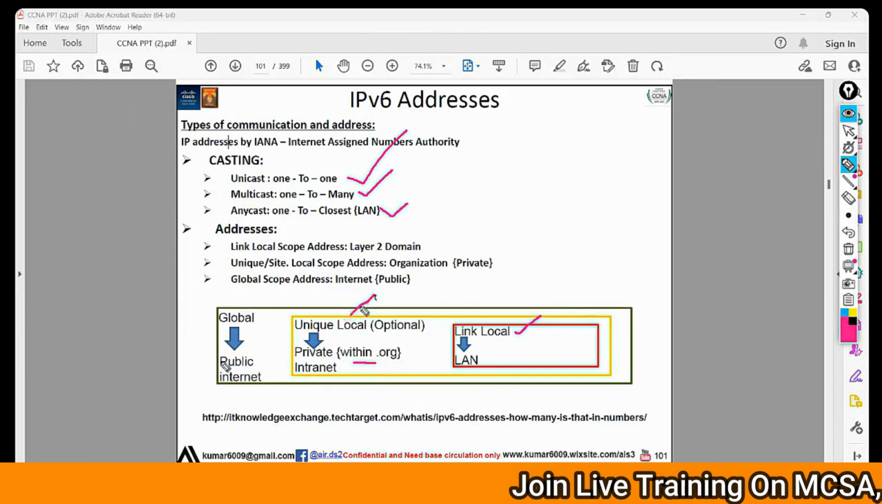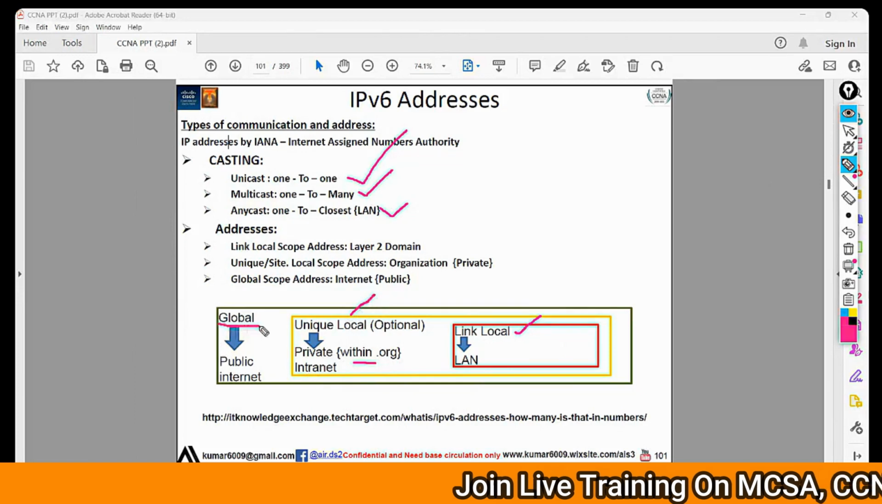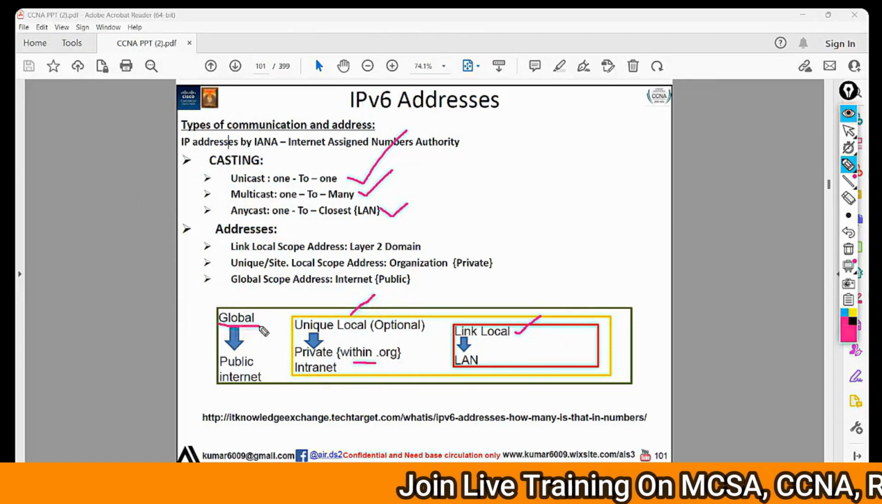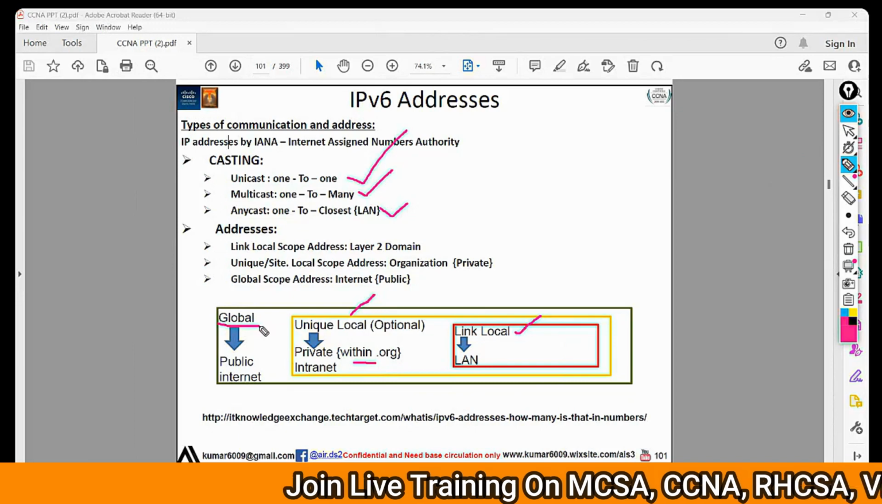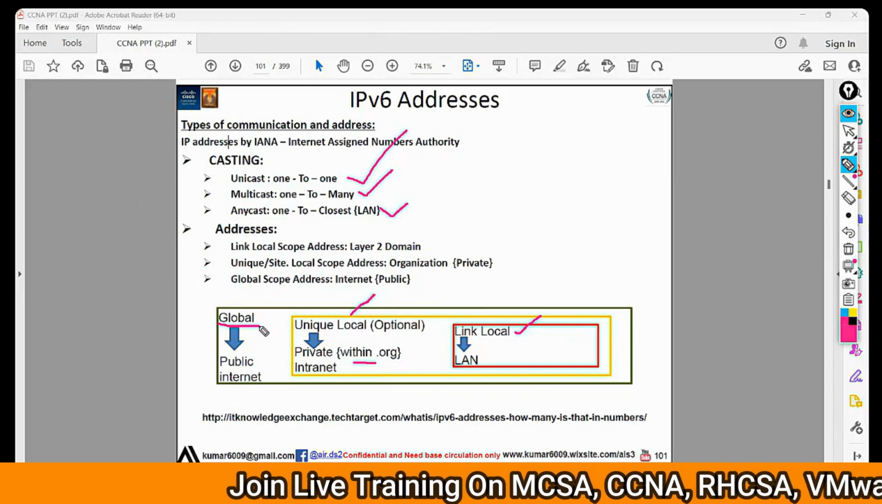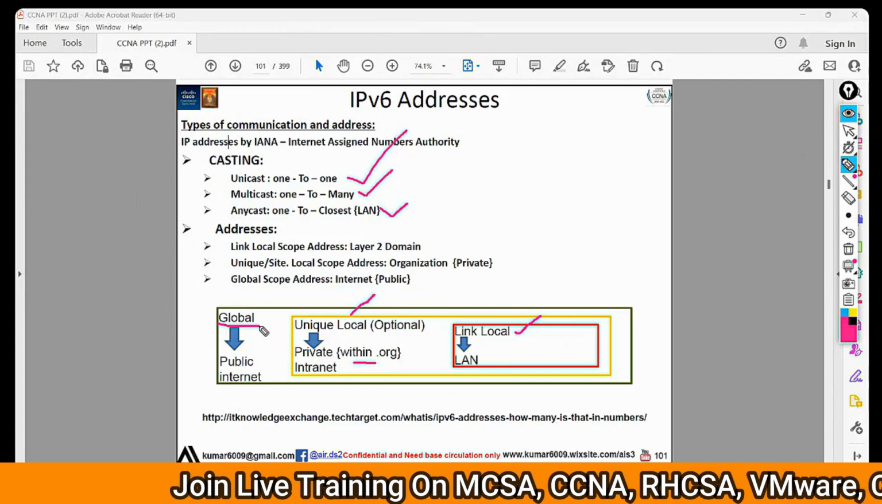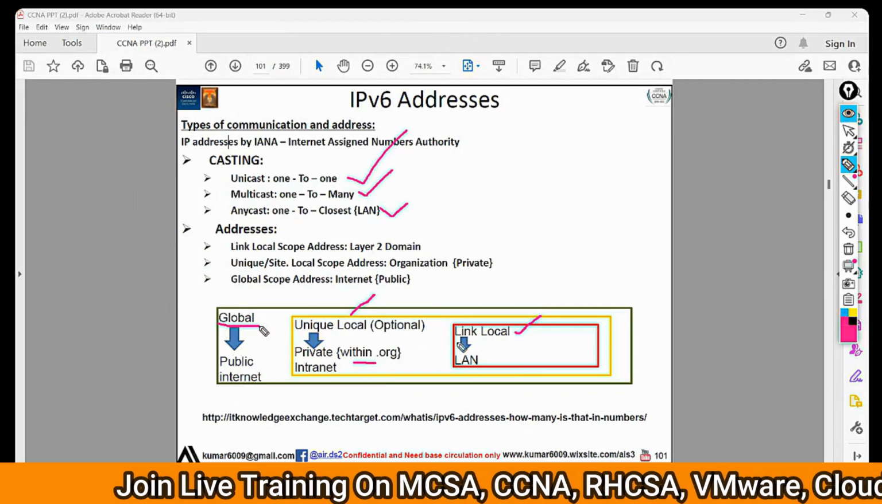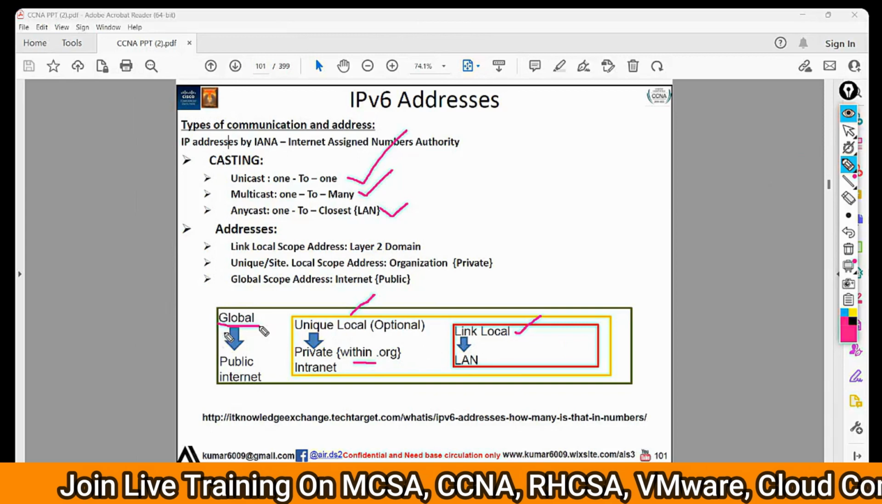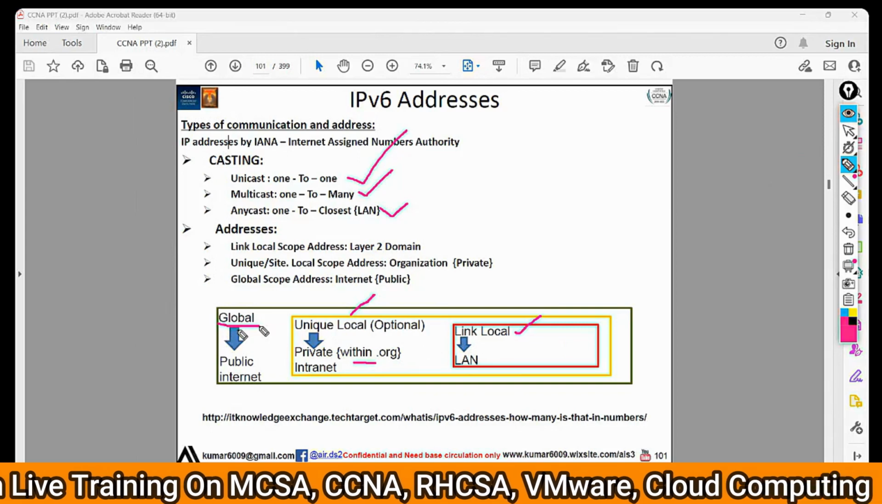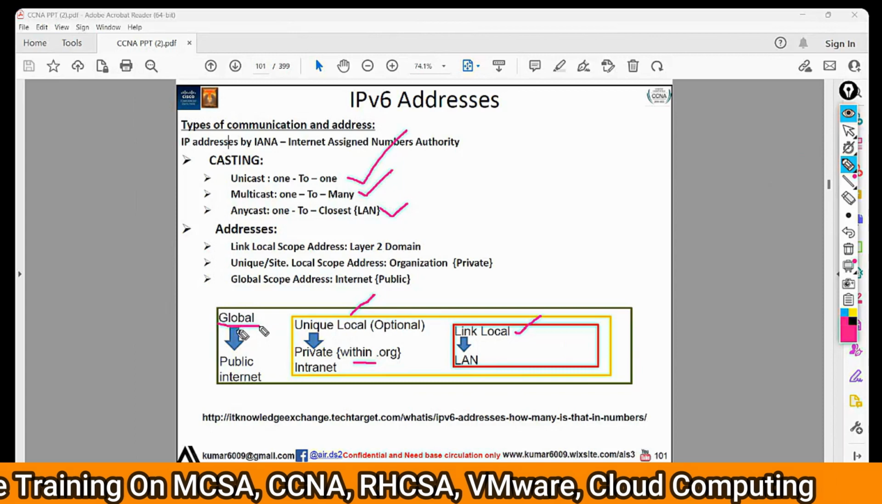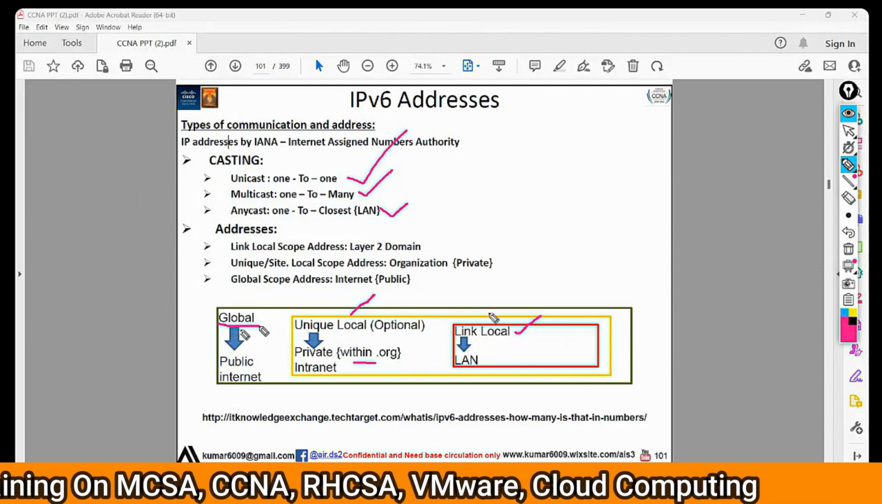But if you want to go to the internet, what address do you configure? In IPv4, you use a private address, right? What address do you use for private? 192.168, that is for the LAN, within your LAN. But whenever you want to go to the internet, you use a public IP. Same way here. Within your LAN, you use link local. When you want to go to the internet, you use global. So from link local to global, it is equal to a private IP address.